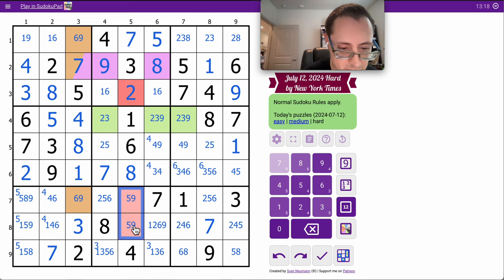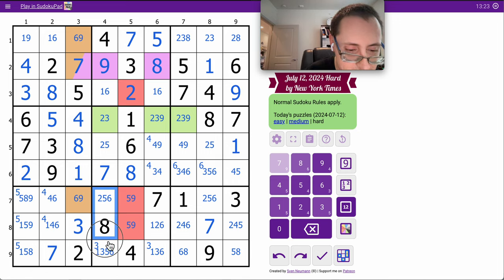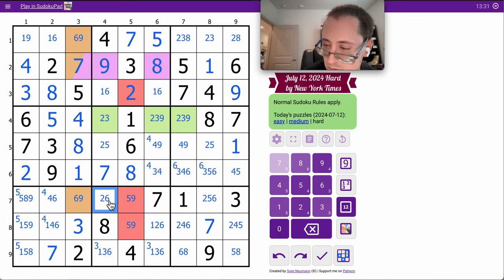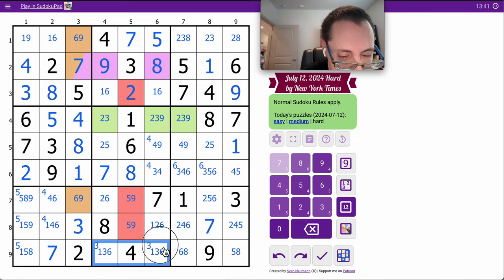Ah, well, okay, there it is. 5, 9 here says that can't be 9. Those aren't 5. 2, 6 here, which I can't do anything with. Yeah, 1, 3, 6 is here. That's annoying. Okay, did I make any other obvious mistakes?